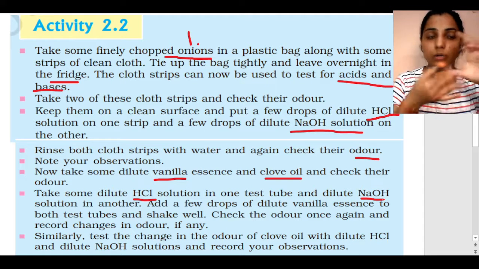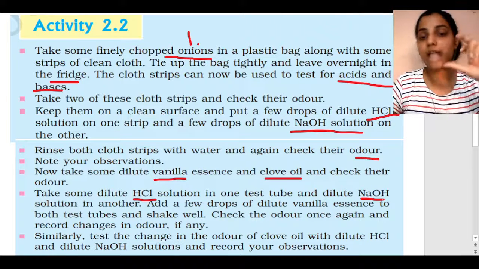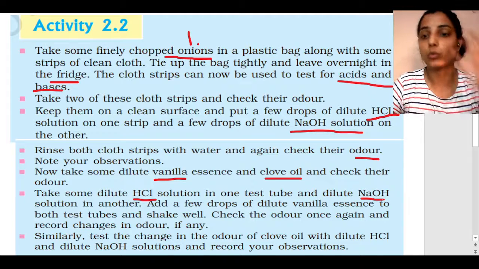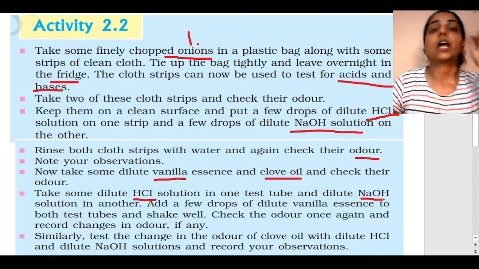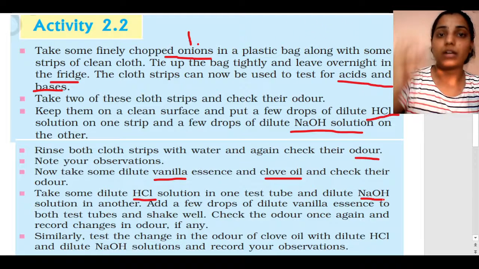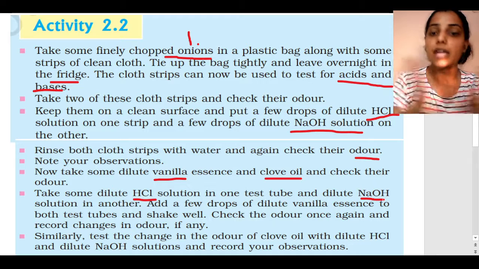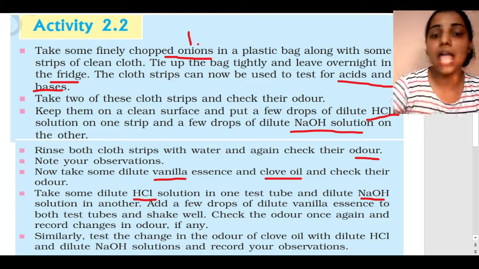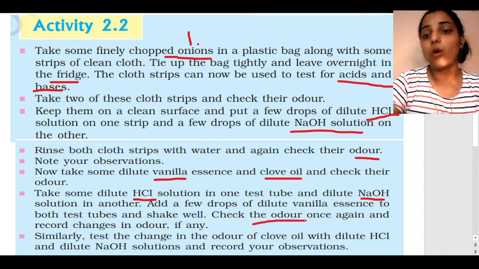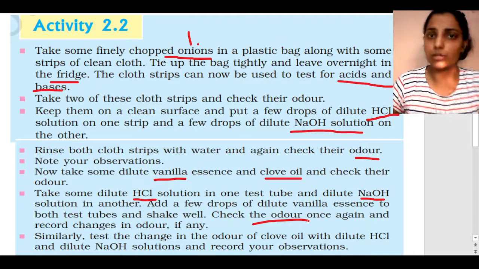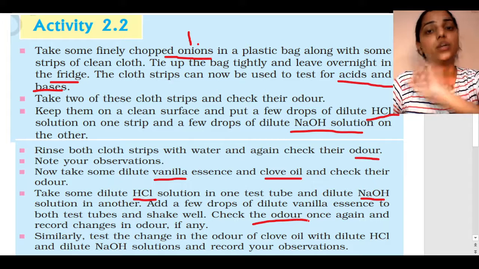Like in one tube we just have to take vanilla essence, and in another tube we have to take clove oil, and in each of the tubes we have to put HCl in one, and in another we have to put NaOH solution. And now we have to shake it well and check their odor once again and record changes in odor if any. अगर होता है तो you just note it down.